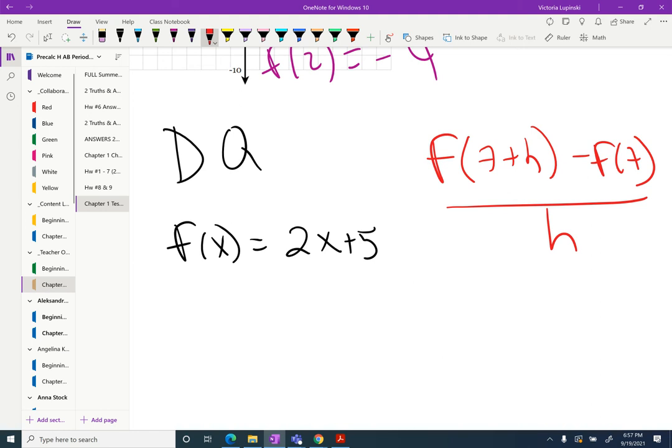So again, just to be 100% clear, if this was a question on the test tomorrow, I would have to give you both of those things. I would have to first tell you what equation I want it to be. That's the f.